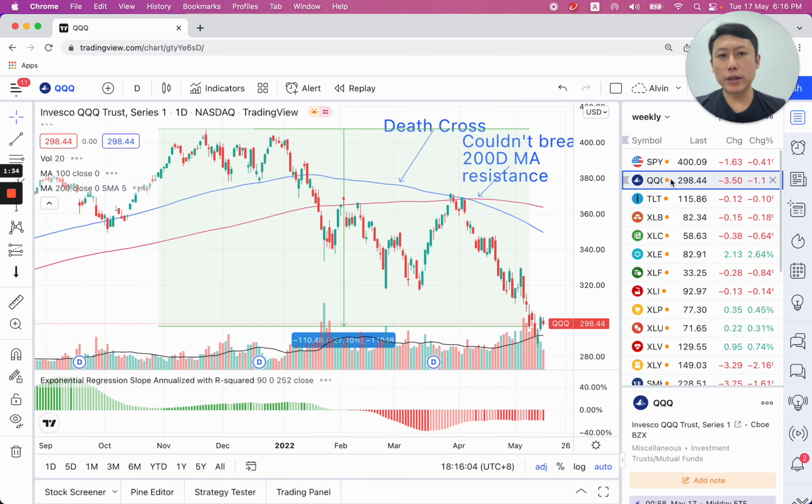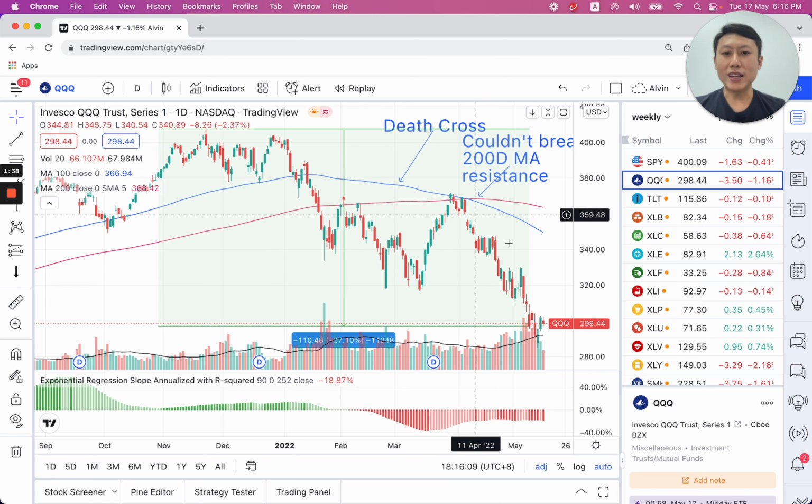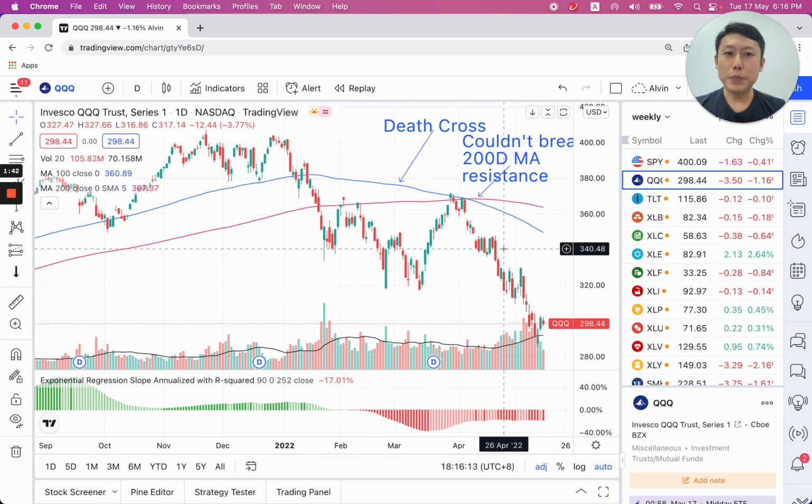And then the next one we look at is the QQQ, which is an ETF tracking the NASDAQ 100. And you can see similarly that the prices are below the 100-day and 200-day moving average. This is also a very bearish sign. And I labeled over here that at some point there's a death cross, right?